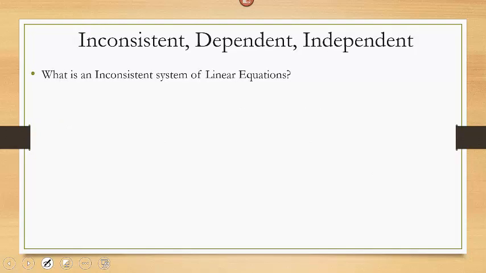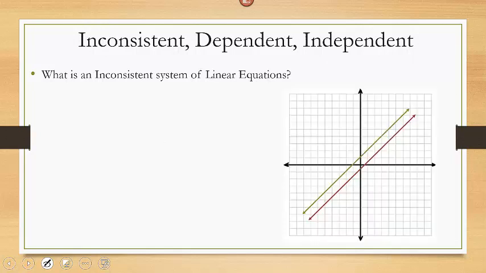Now ask ourselves, what is an inconsistent system of linear equations? An inconsistent system of linear equations is two linear equations that have no solution. Now think to yourself, what kind of lines never have a solution? What kind of lines never cross? That would be parallel lines. These two parallel lines are inconsistent and have no solution.